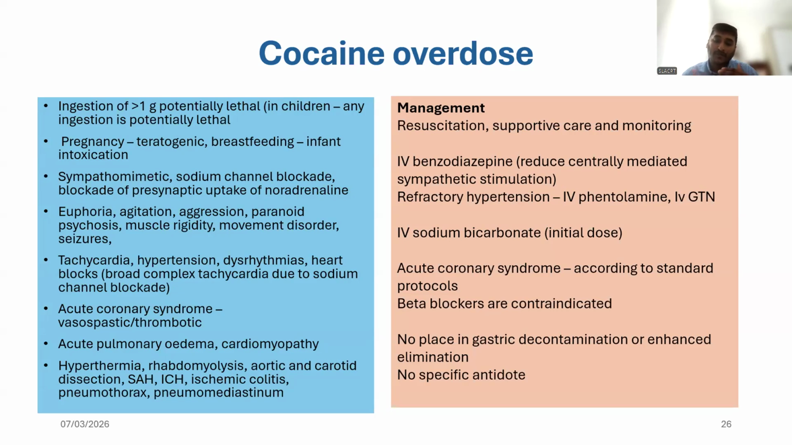But according to the guideline recommendations, for cocaine-induced acute coronary syndrome, the management is according to our standard protocols. So there is a place for percutaneous coronary intervention as well. Sometimes there can be concomitant atherosclerosis leading to acute coronary event in cocaine overdose. But beta blockers are contraindicated, and calcium channel blockers we expect to reverse the coronary vasospasm. So there are two objectives in cocaine overdose: to minimize the sympathetic overactivity and to reduce the coronary vasospasm.